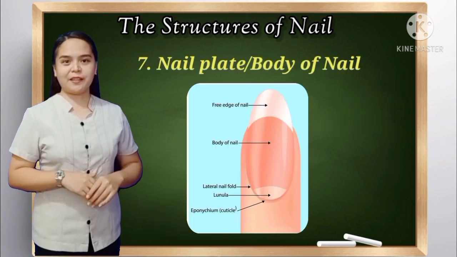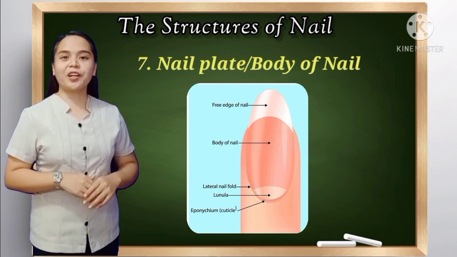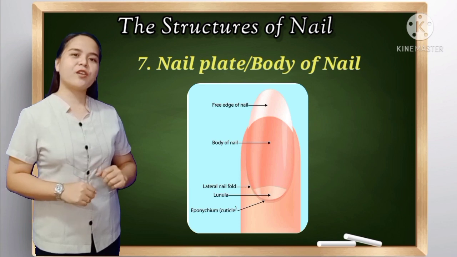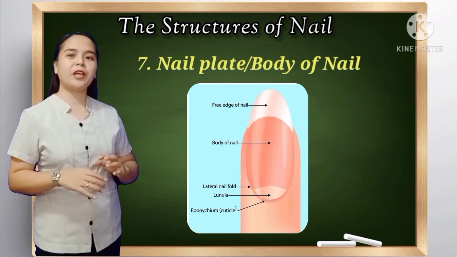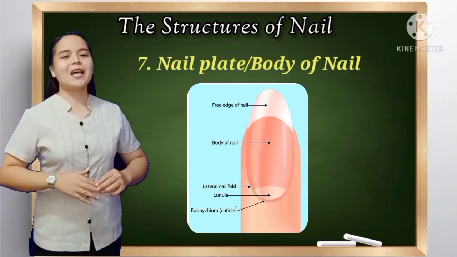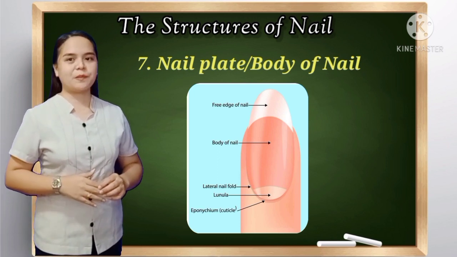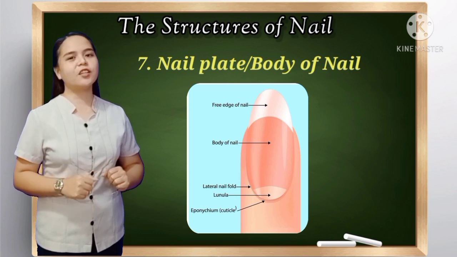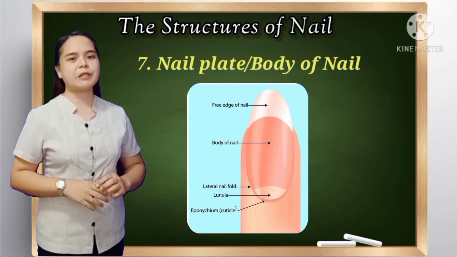Number seven, the nail plate or the body of the nail. It is the visible nail that rests on the nail bed up to the free edge. This is made up of dead cells and a minimum amount of moisture. The nail is semi-transparent, allowing the color of the blood supply of the dermis to show.